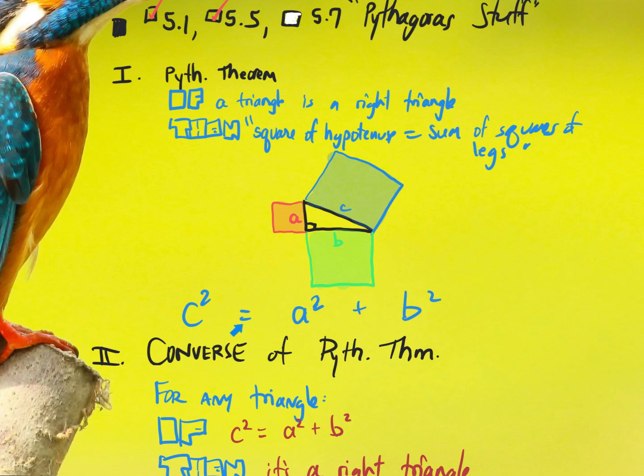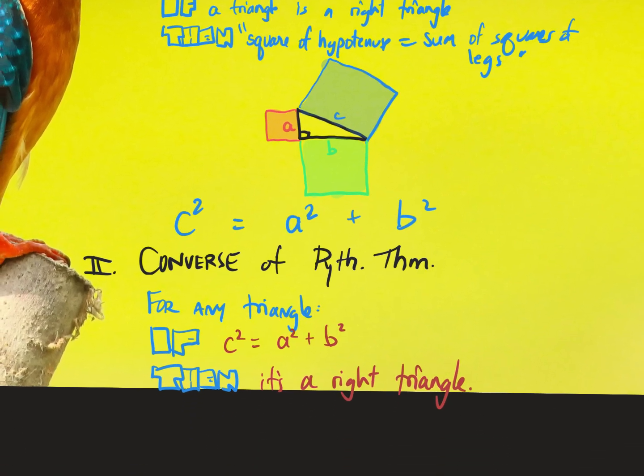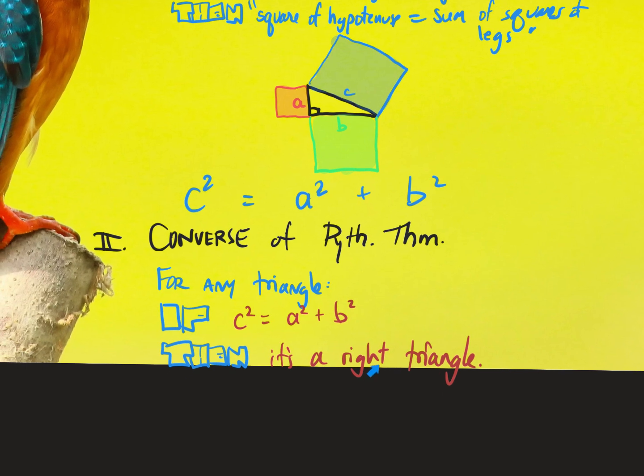All right. If that's the Pythagorean theorem, and we proved it actually in the warm-up, then what's the converse of it? We would just switch the conclusion and hypothesis around. If the square of a side of a triangle is equal to the sum of the squares of the shorter two sides, then it must be a right triangle. So the converse is a way to show that a triangle is a right triangle.